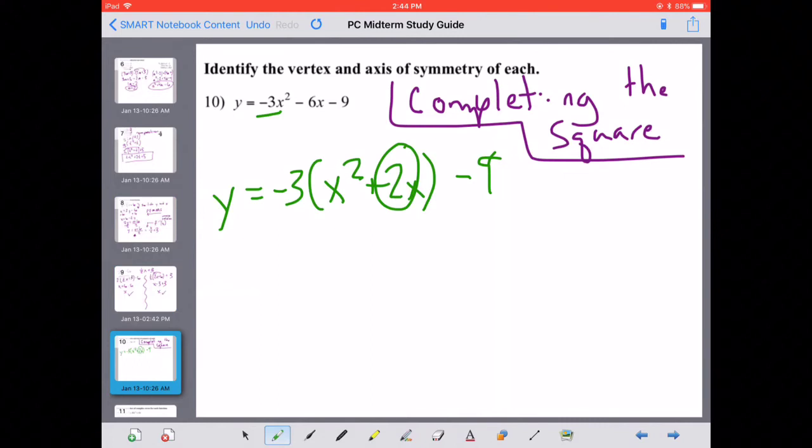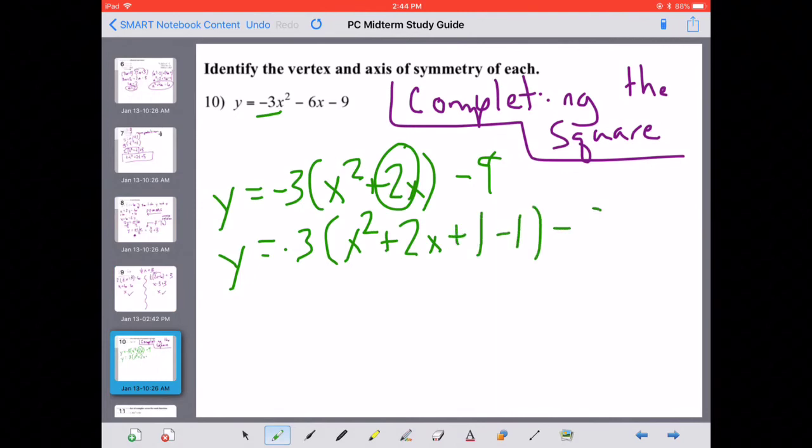So 2 divided by 2 is 1, 1 squared is 1, and I actually have to add and subtract that number on the inside. Since we're not doing one thing to the right and one thing to the left, since we're adding something in, we also have to add its opposite in. That way we're not actually changing anything about this equation. So that would be the next step.